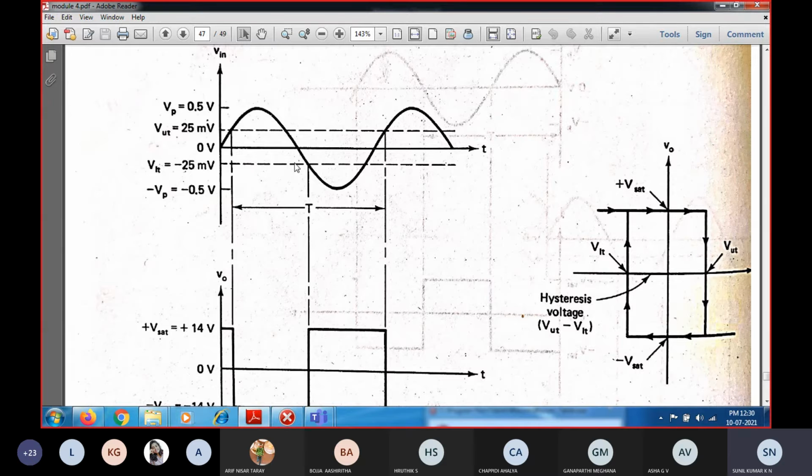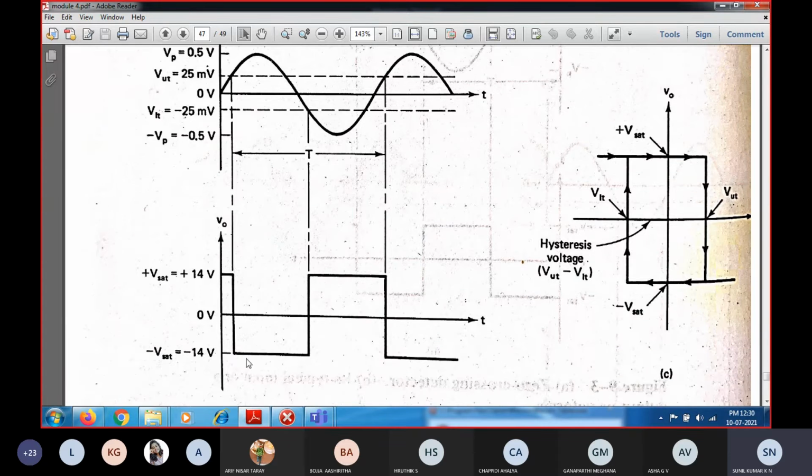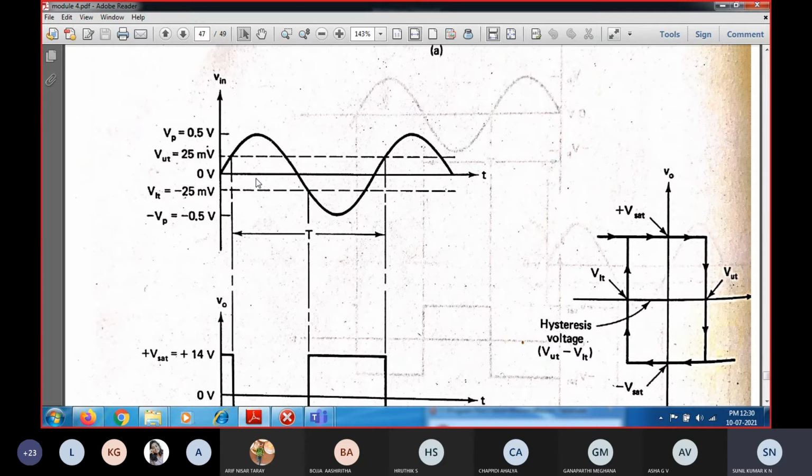Whenever it reaches the, sorry, this is the upper trigger point. Whenever it reaches the upper trigger point, the output will switch from positive to negative saturation. And whenever it reaches the lower trigger point, it will switch the output from negative to positive saturation. So this is about the Schmitt trigger application.